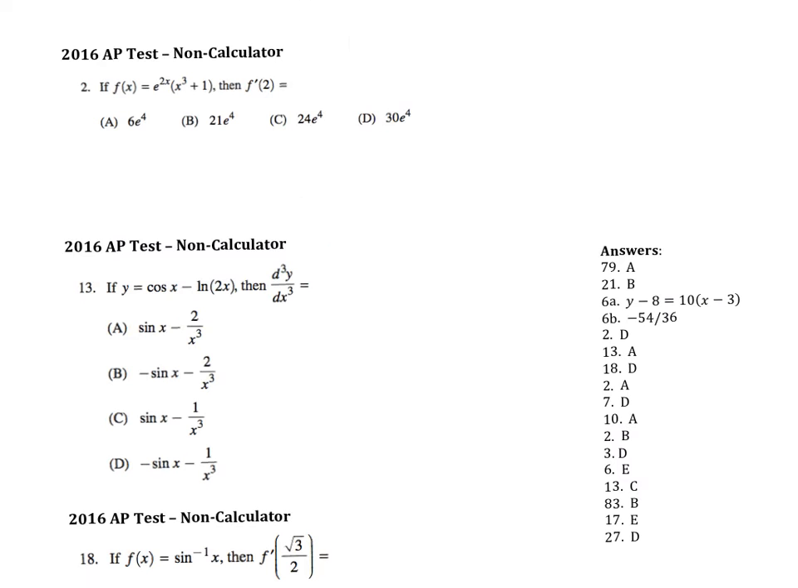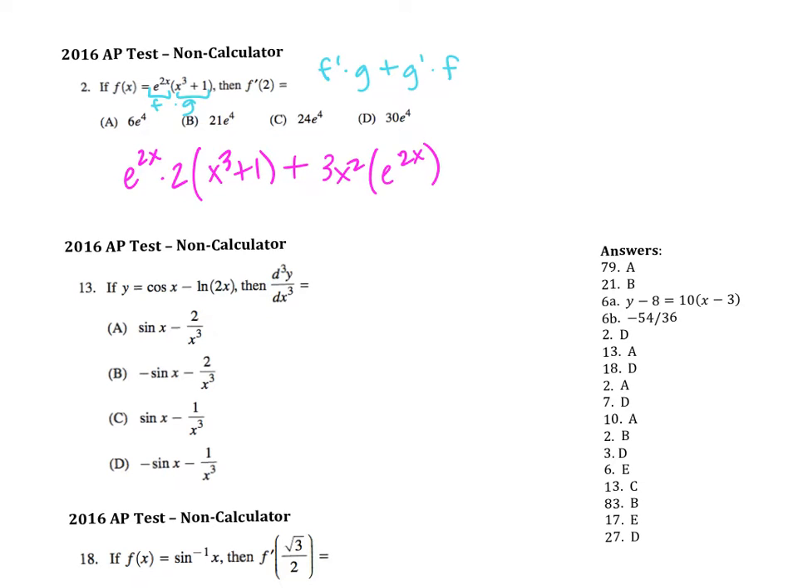All right, if they want the derivative of f, notice that I've got one function and another function. So we're going to do the product rule. The product rule is f prime times g plus g prime times f. When I do f prime, the derivative of e to the anything is e to the anything times the derivative of the exponent. Leave g plus g prime times my f function. They want this whole thing. This is f prime of x.